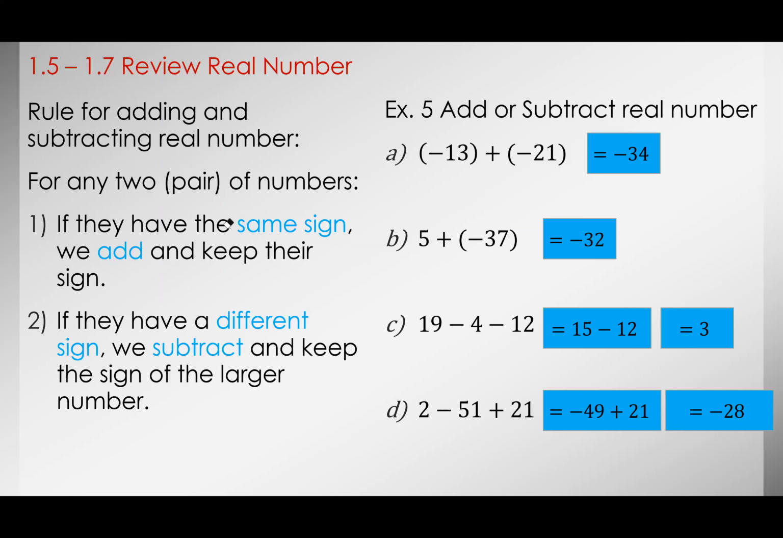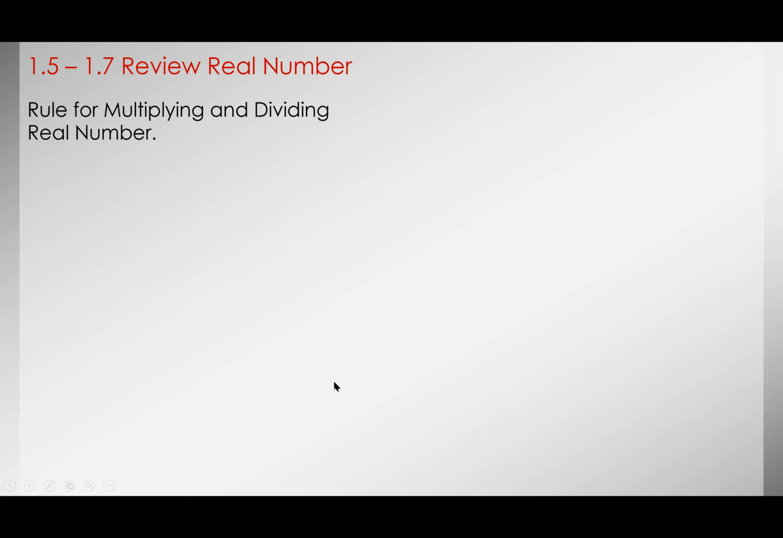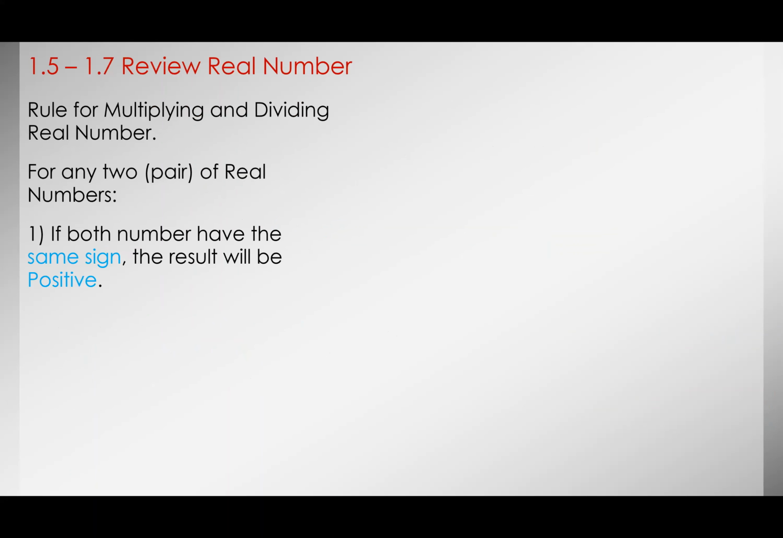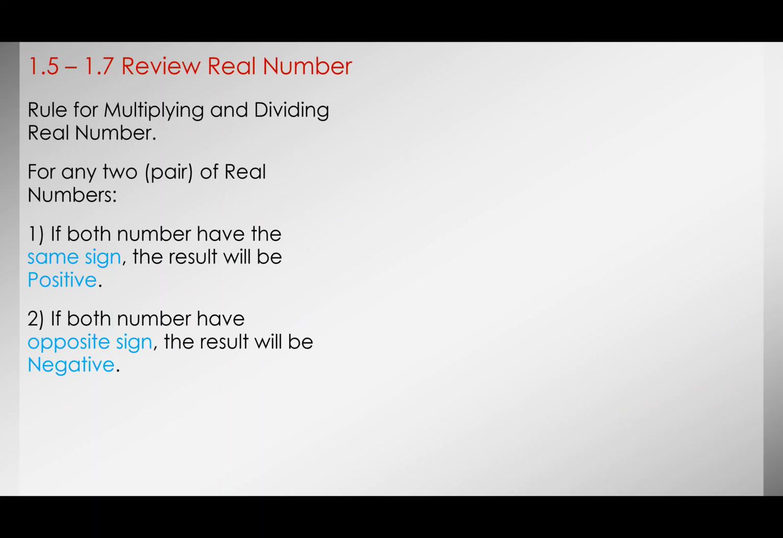So let's take a look at one more item, which is the second rule of real numbers, when you multiply and divide. When you multiply and divide real numbers, for any two numbers, if they have the same sign, the result will be positive. If they have different or opposite signs, the result will be negative.